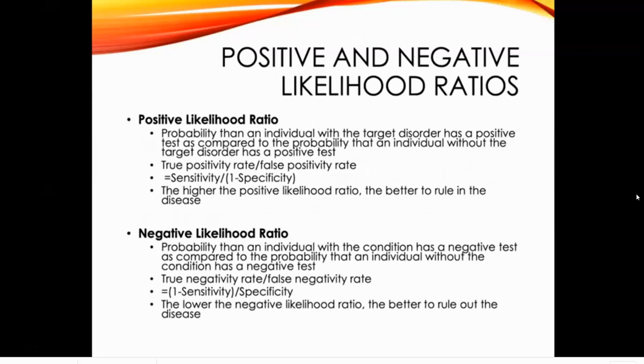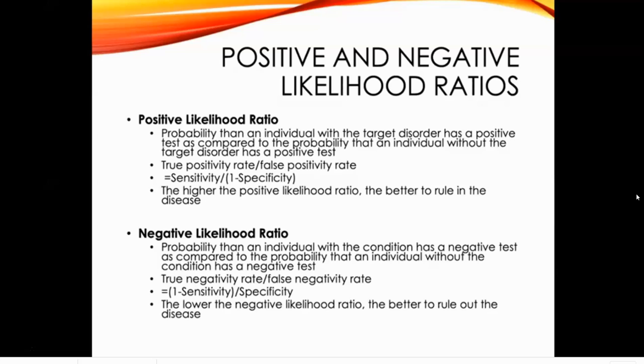Let's talk about positive and negative likelihood ratios. So the positive likelihood ratio is the probability that an individual with the target disorder has a positive test as compared to the probability that an individual without the target disorder has a positive test. In other words, it's the true positivity rate divided by the false positivity rate. And what's another way to say true positivity rate? Sensitivity. So another way to write this formula is that positive likelihood ratio equals sensitivity divided by 1 minus specificity. It's important to remember that the higher the positive likelihood ratio, the better the test is to rule in the disease. And we're going to see some cool examples of this.